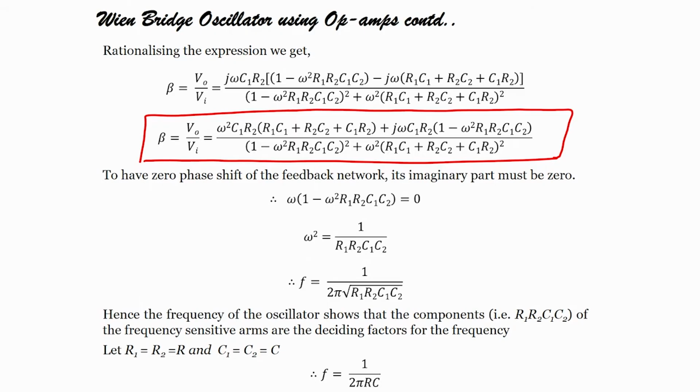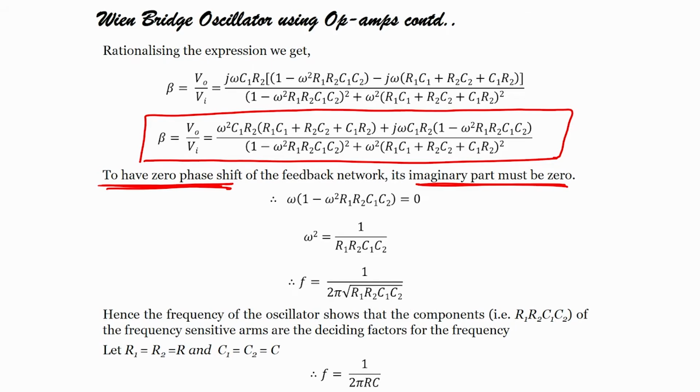Now, what is the bifurcation criteria? The criteria is to have 0 phase shift. What we have learned earlier in phase shift oscillators is that when we want to have a 0 phase shift or a 360 degree phase shift, the imaginary part must be 0. We have learned this earlier.